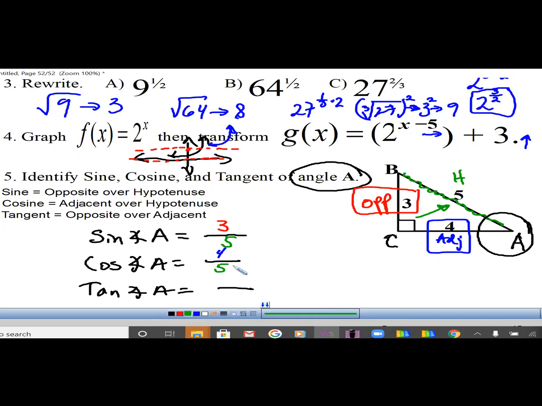To find the tangent of angle A, it reads opposite over adjacent. What is our opposite side? Our opposite side is 3. What is our adjacent side? Which is 4. And that's how you identify your sine, cosine, and tangent of a right triangle. Pretty simple, right? Straight up. You're like, yes, Mr. Q. I know, I'm telling you, it's just math, guys.